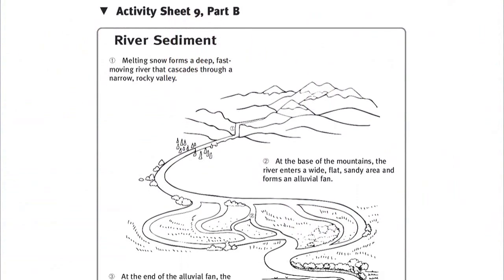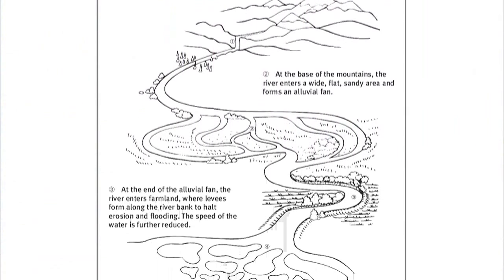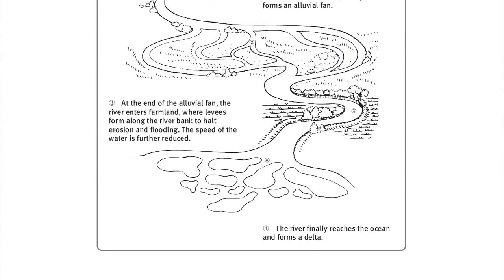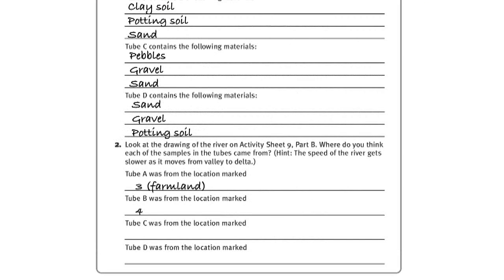After each team has listed the contents of the 4 tubes on their activity sheets, have the students assign each tube to the location on Activity Sheet 9, Part B, where the sample was most likely taken. Guide students to record their answers at the bottom of Part A. Finally, after students have assigned locations to the tubes, discuss their results.